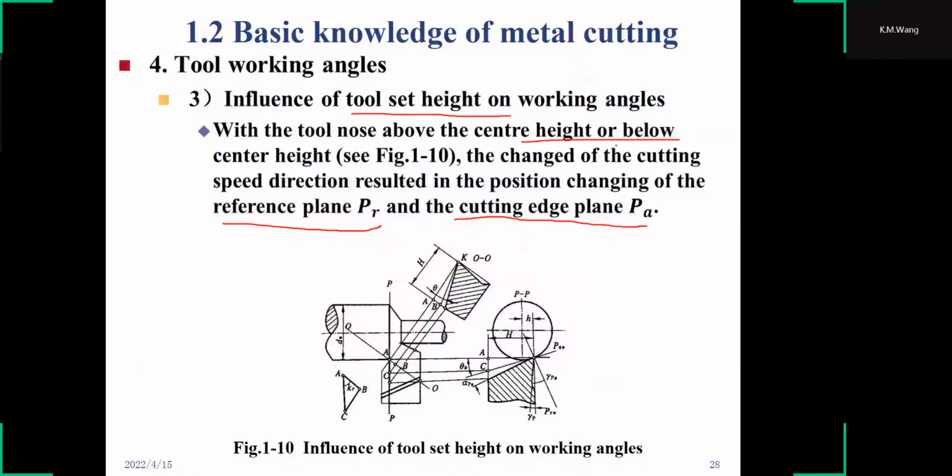Okay, this video is good for us to show different angles in different reference planes. I hope everyone can understand these angles, and it's better for us to choose the proper tools in different conditions. Okay, this is all of the angles we have learned.